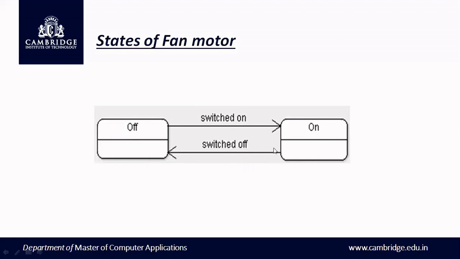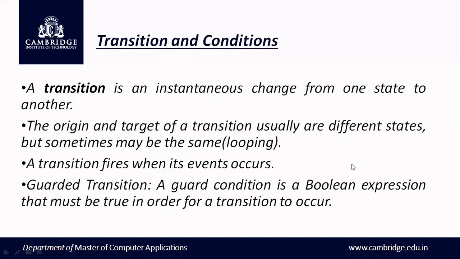In our example, we have only two states. Depending on the type of the system, we can identify different states. Here we can see the fan is the object, and for this object we have identified two states, right? One is the off state, the other one is the on state. So that is about the simple example. Next comes the transition and conditions.